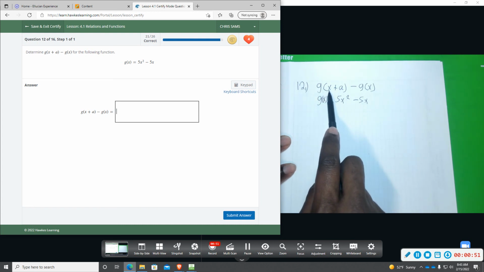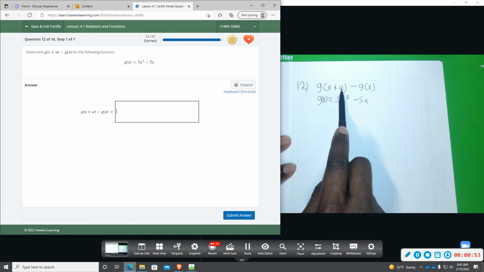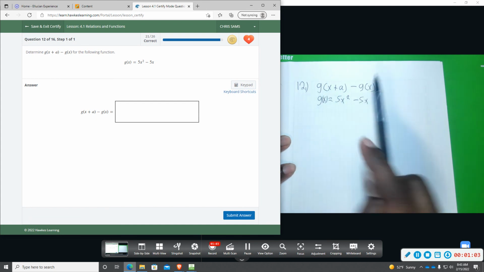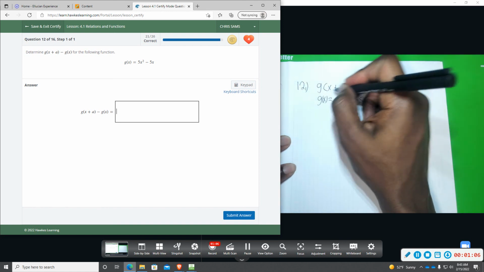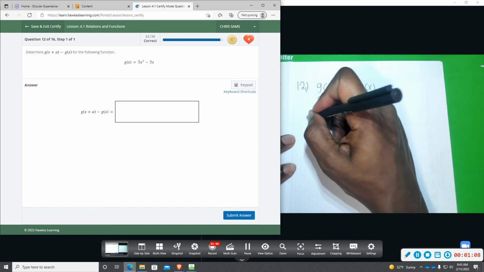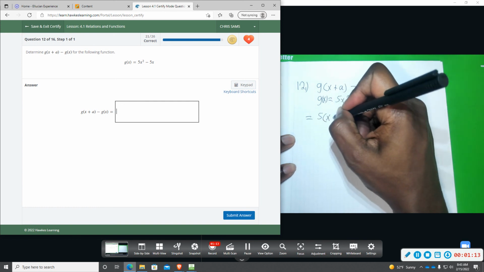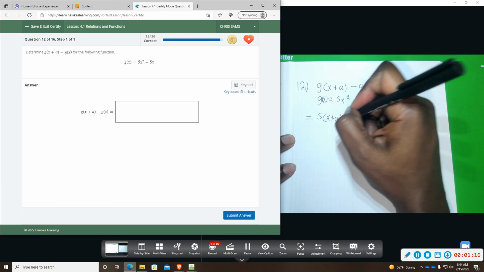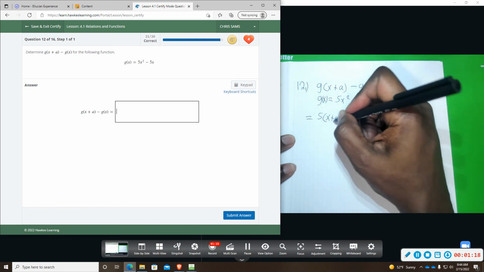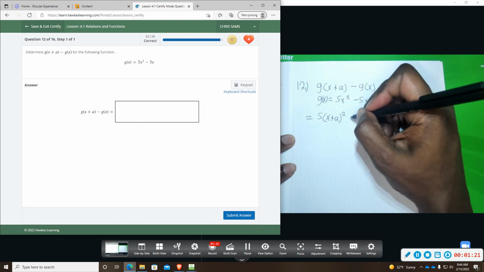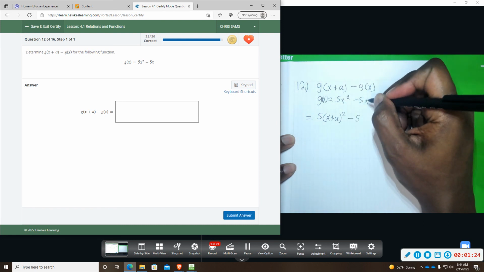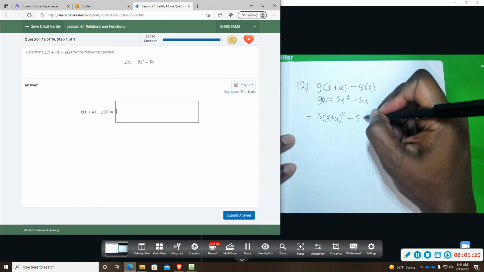You're going to replace it with x plus a everywhere you have an x. So notice this notation. Whatever you have in parentheses next to the g, that's what you're going to replace with the x's. So we're going to start out with g of x plus a. That's going to be 5, and then instead of x, we're going to write x plus a, close parentheses, squared. So this is like 5x squared. And then minus 5, instead of x is going to be x plus a.